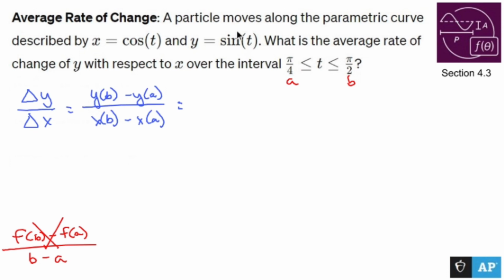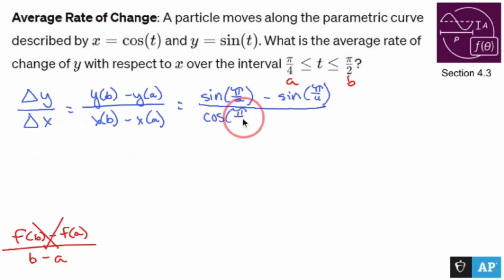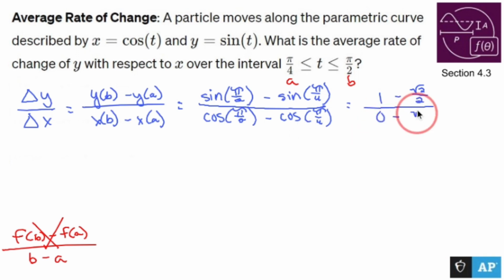And now we just kind of plug stuff in and go. Okay, y of b would be sine of pi over 2, so sine of pi over 2 minus y of a, which is sine of pi over 4, over x of b, which is going to be cosine of pi over 2, minus cosine of pi over 4. Sine of pi over 2 is 1, minus sine of pi over 4 is root 2 over 2, all over cosine of pi over 2 is zero, minus cosine of pi over 4 is also root 2 over 2.